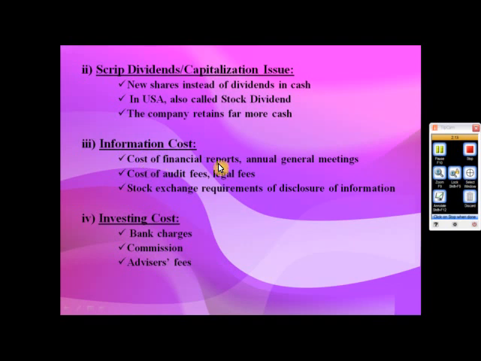Information costs: financial reports, annual general meetings, audit fees, legal fees, stock exchange requirements for disclosure of information. Investing costs: paying charges, commissions, advisors' fees.